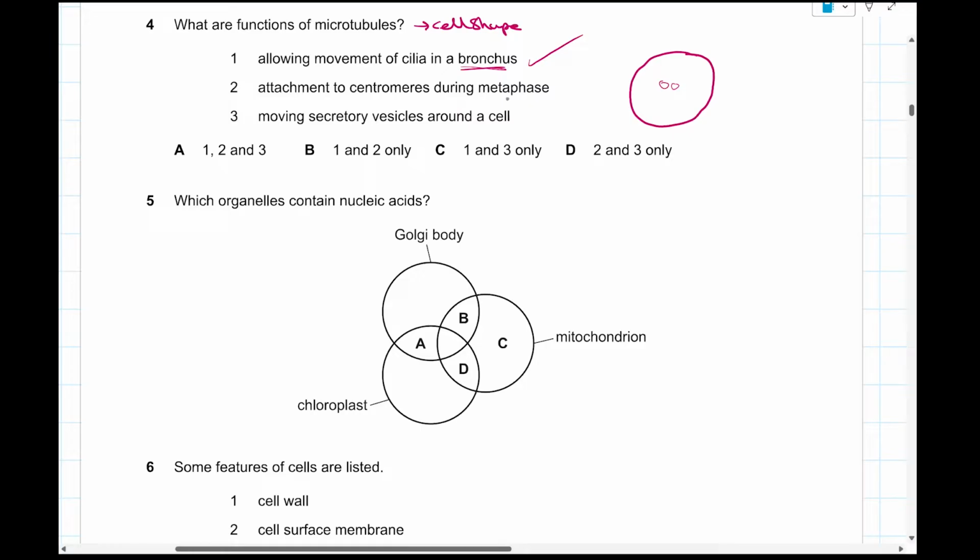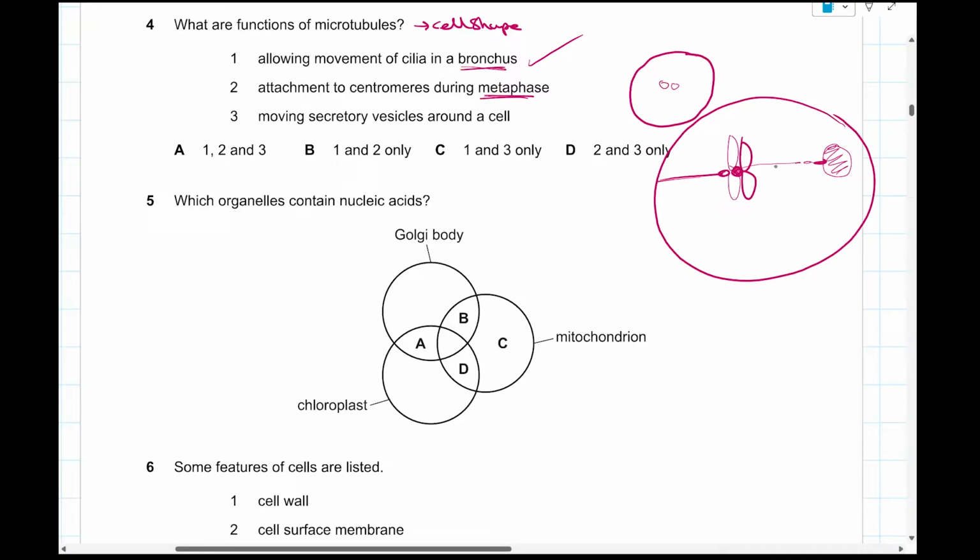2. Attachment to centromeres during metaphase. So, as I just mentioned, the functions of microtubules is also forming the spindle fibers. Now, what happens during metaphase is that, let's draw this down. The centrosomes are the structure that forms the spindle. And now the spindle attaches to the centromere or the kinetochore, pulling from both sides, pulling the chromosome apart. Therefore, this is correct. 3. Moving secretory vesicles around a cell. So we just mentioned that microtubules form the transport system. Therefore, they do move secretory vesicles, and the answer is going to be A.